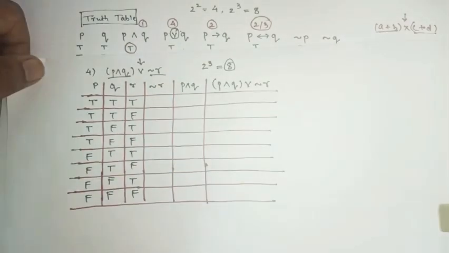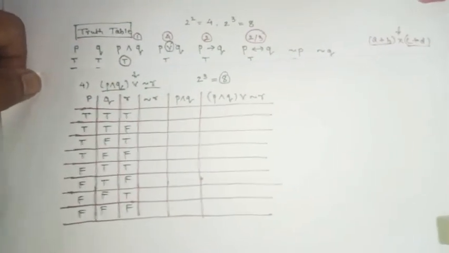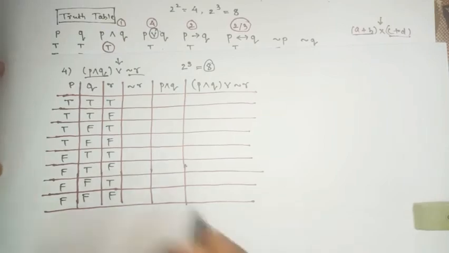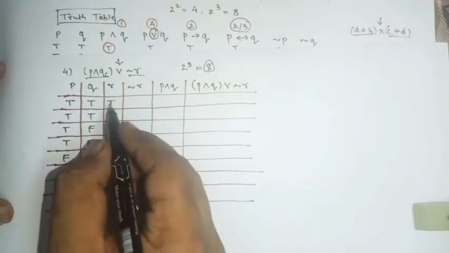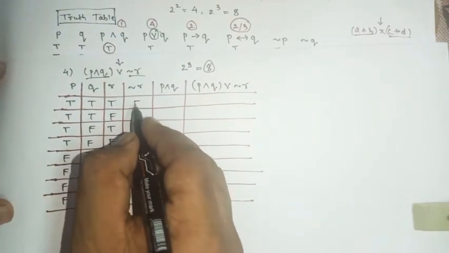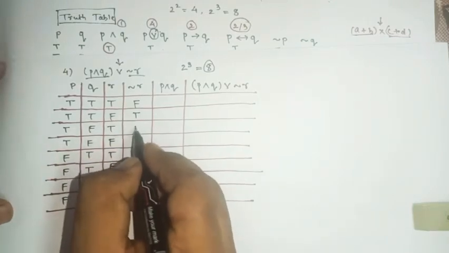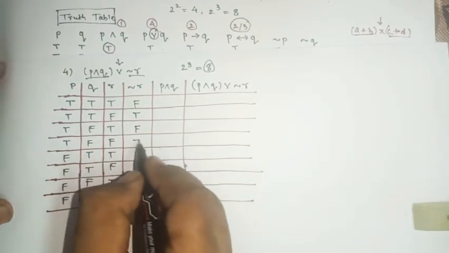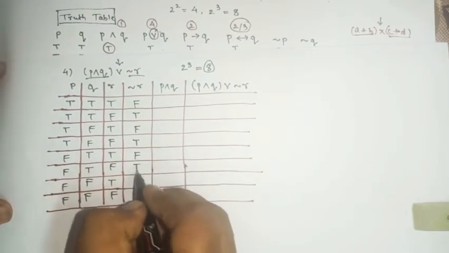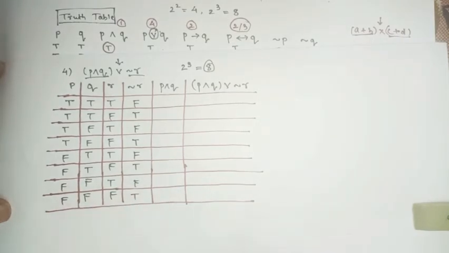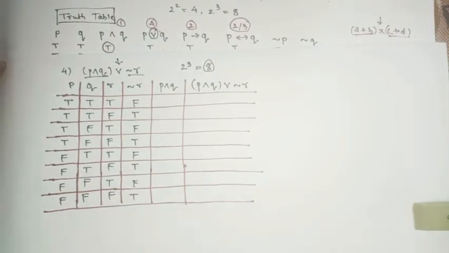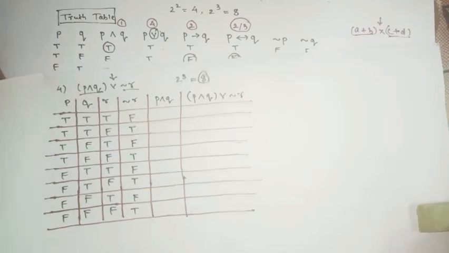Negation of R. Yes or no? So the negation of R: true will be false, false will be true, true will be false, false will be true. Done? Yes or no?